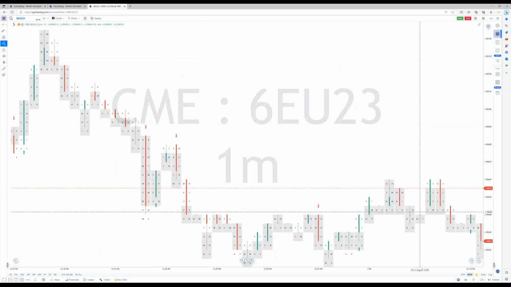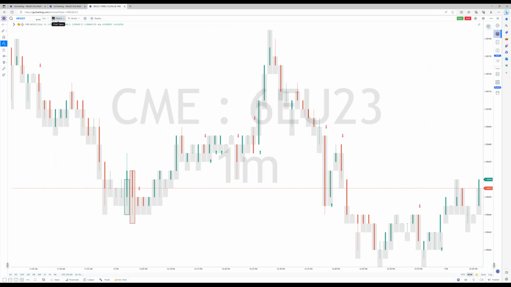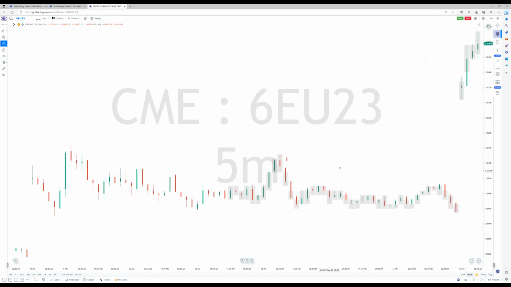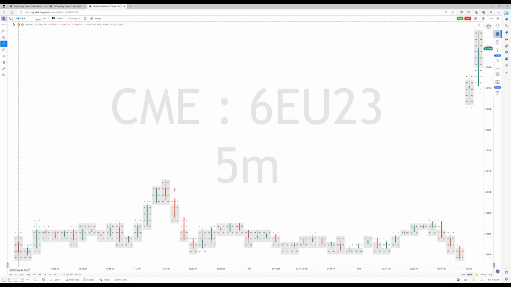Generally, on a market that's going up, let me just zoom in a bit and make it a bigger chart, like maybe a 5-minute chart here. You can see the zero print coming in right here.